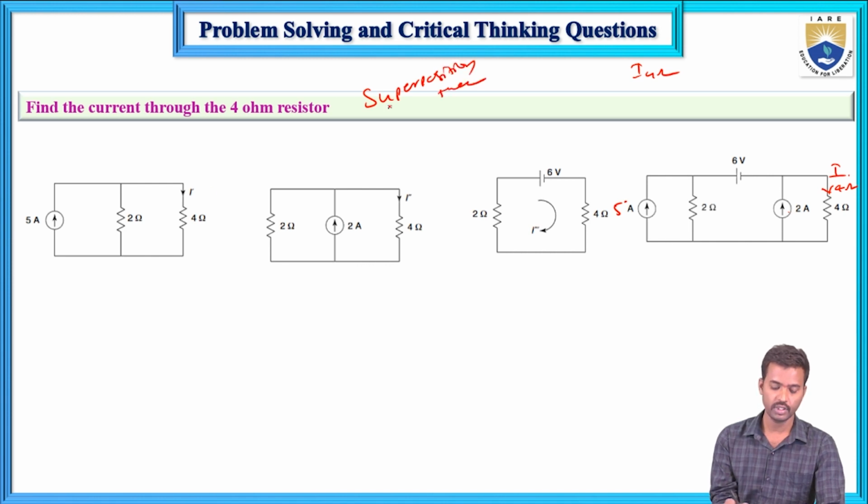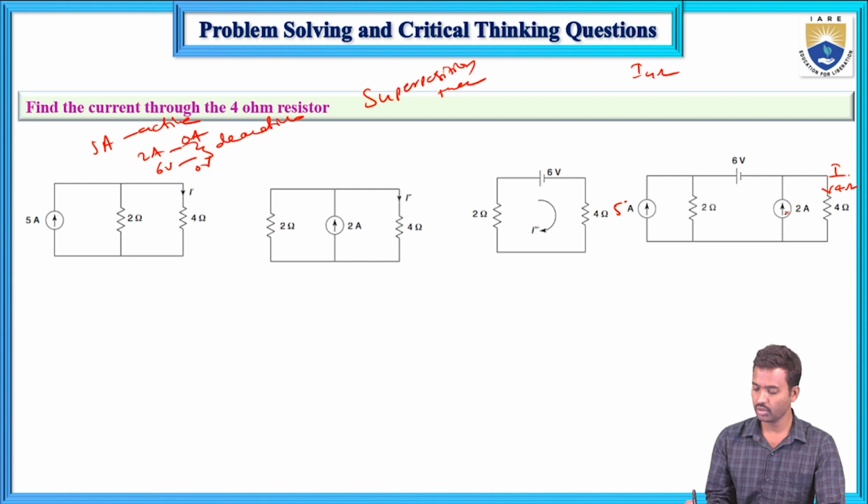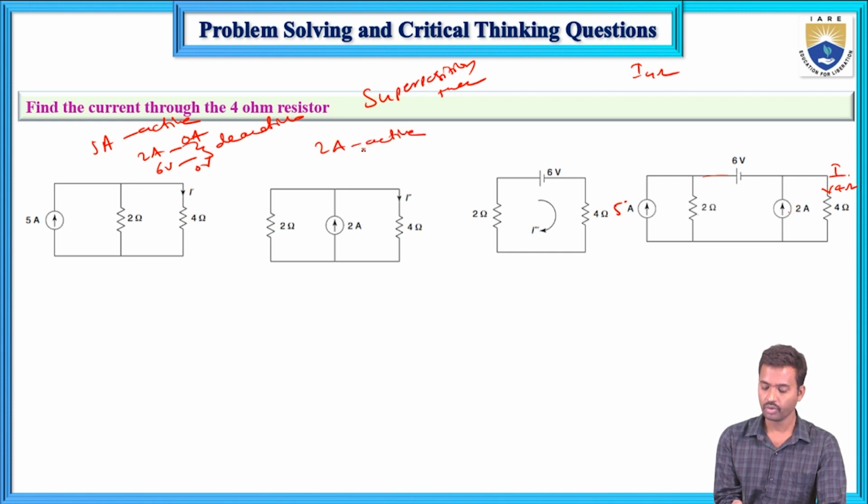Superposition theorem. So this one, when 5 amps is active and 2 amps and 6 volts are deactivated. Deactivated means this is 0 volt and this is 0 amperes. So now this is 0 ampere, open circuit, and this is short circuit, only 2 and 4. And next, 2 amp active, 5 amp and 6 volts deactivated. Deactivated means this is open circuit and this is short circuited and this is 0 volts.